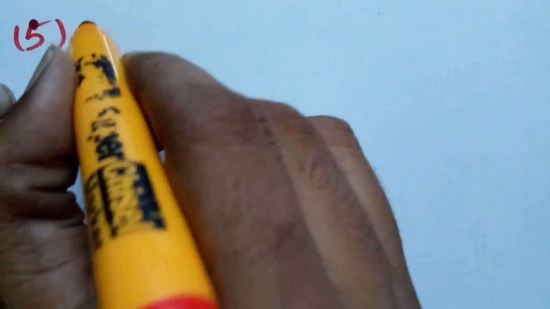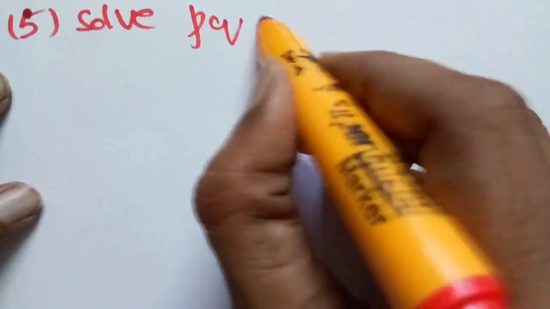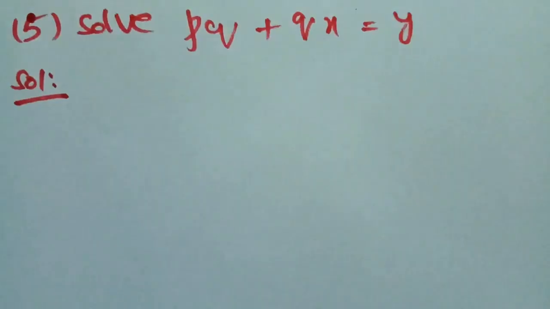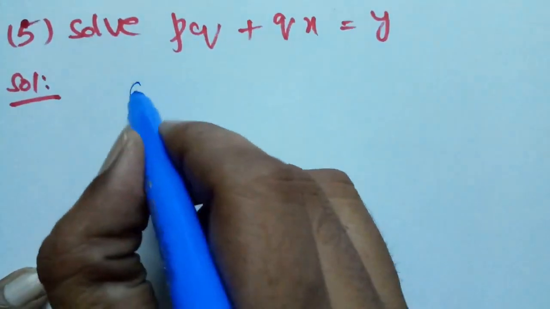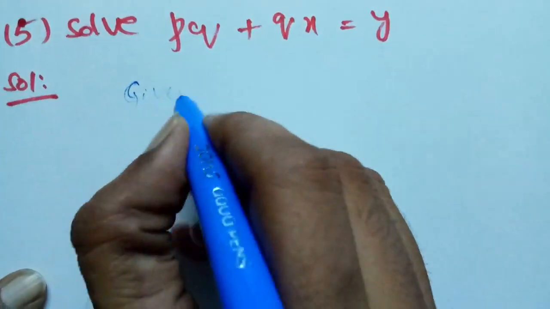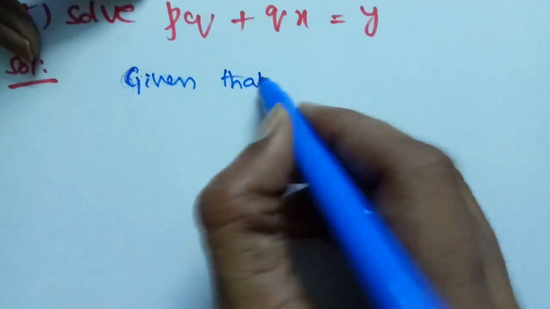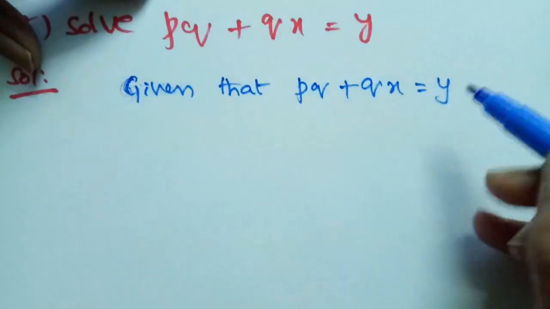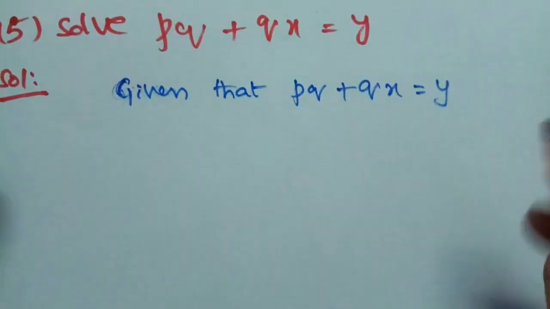Fifth one, solve PQ plus QX is equal to Y. Now this can be written as, given that PQ plus QX is equal to Y. Say this is equation number 1.